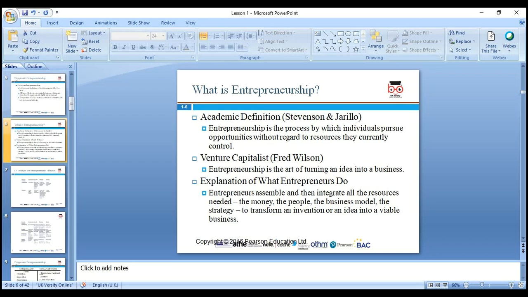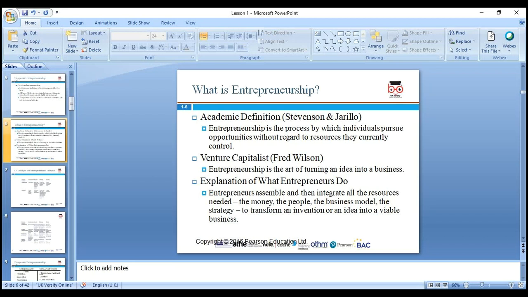a business as well. So venture capitalists say that entrepreneurship is the art of turning ideas into business. Entrepreneurs are people who, because we human beings have so many ideas, it's really crucial to put the ideas into action. So that is very important. So we need to be focused.